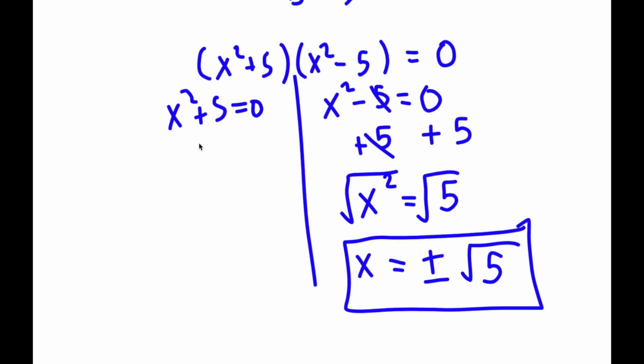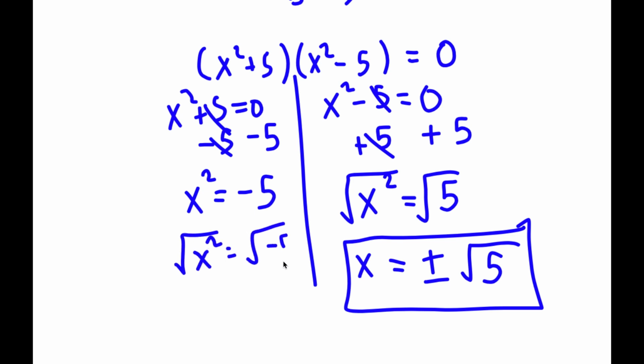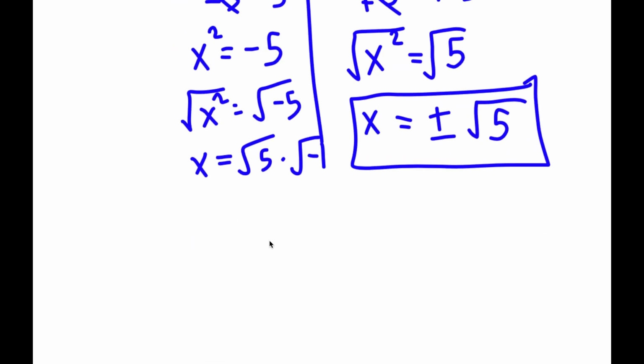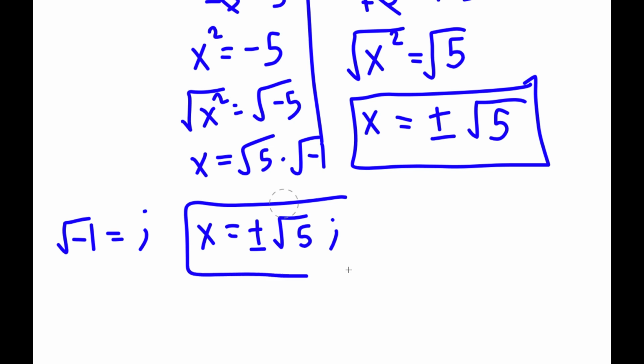Now I have x squared plus 5 is equal to 0. So to solve this, I'm going to subtract 5 on both sides. So then these two cancel out, and I have x squared is equal to negative 5. Now if I take the square root on both sides, I get the square root of x squared is equal to square root of negative 5. And the square root of x squared, that's x. The square root of negative 5, I can write this as the square root of 5 times the square root of negative 1. And if you guys didn't already know, the square root of negative 1 is actually equal to the imaginary number i. So I have x is equal to positive or negative square root of 5 i. So these are my four solutions.